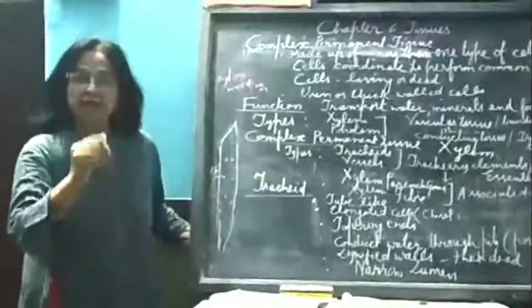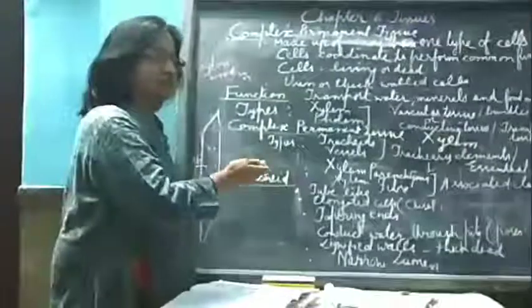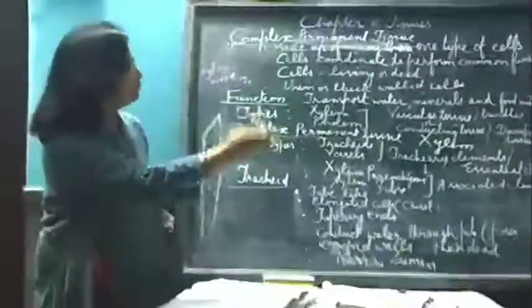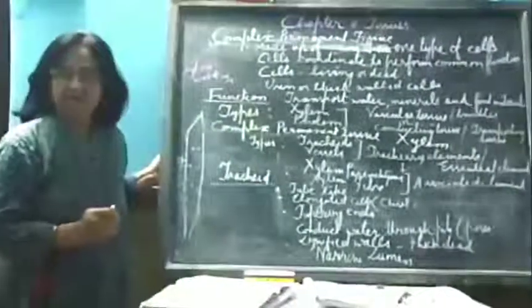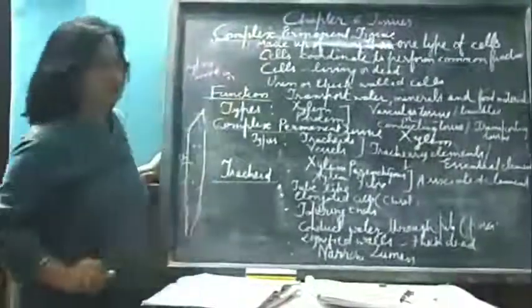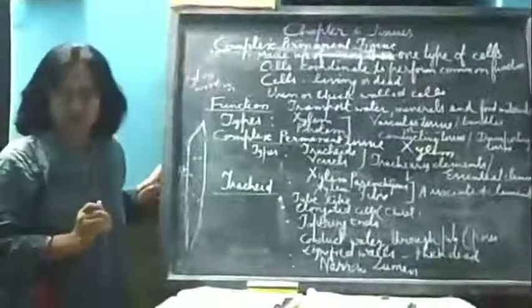complex permanent tissue. If the question comes, differentiate simple and complex permanent tissue, you have to write some differences. Simple I have explained. Today for complex, just 3-4 points I am going to explain. Otherwise, if I go into detail, you will be confused.